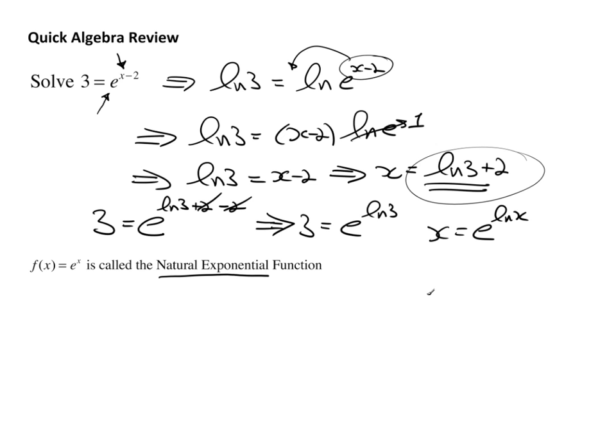Now, e to the x is called the natural exponential function. Obviously, e to the x is an exponential function, just like 4 to the x is an exponential function. But with base e, we refer to it as the natural exponential function.